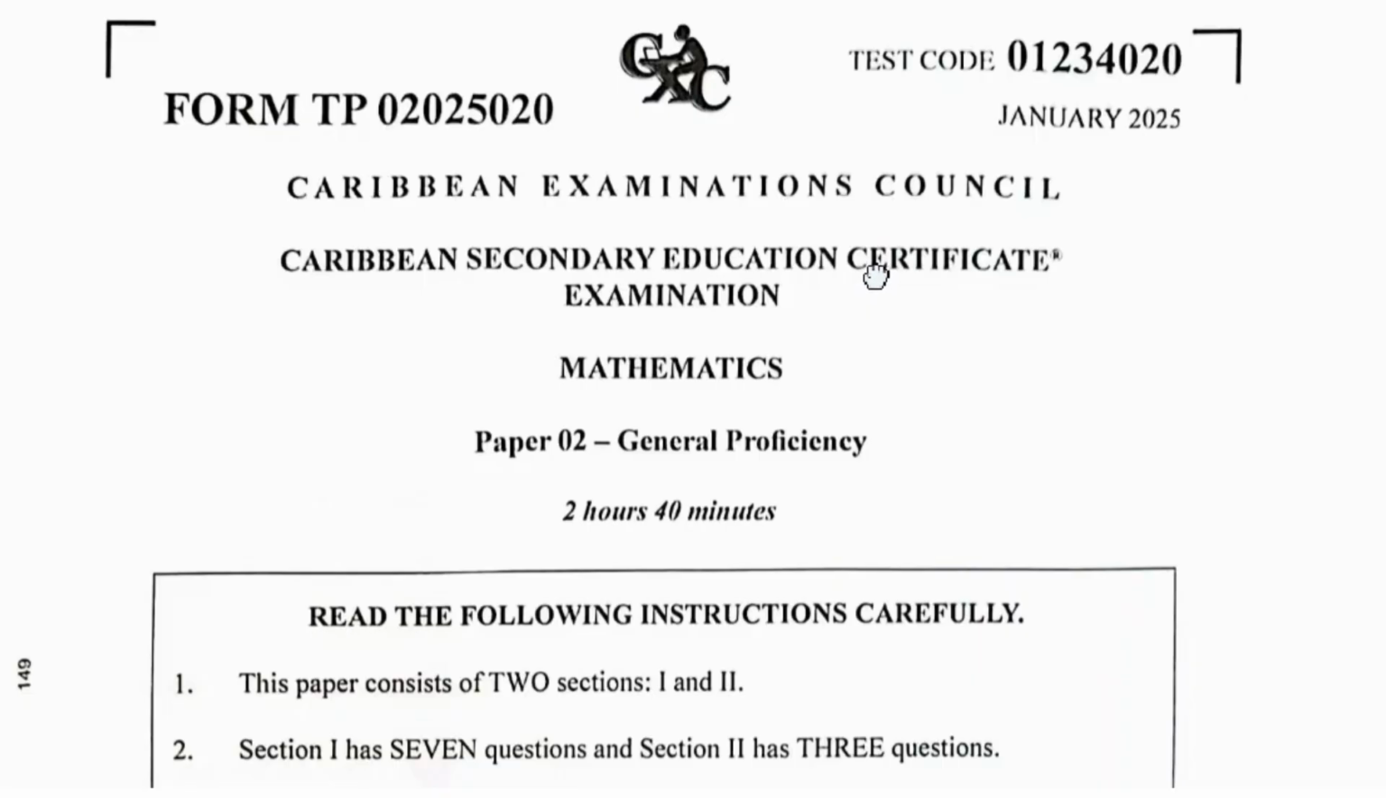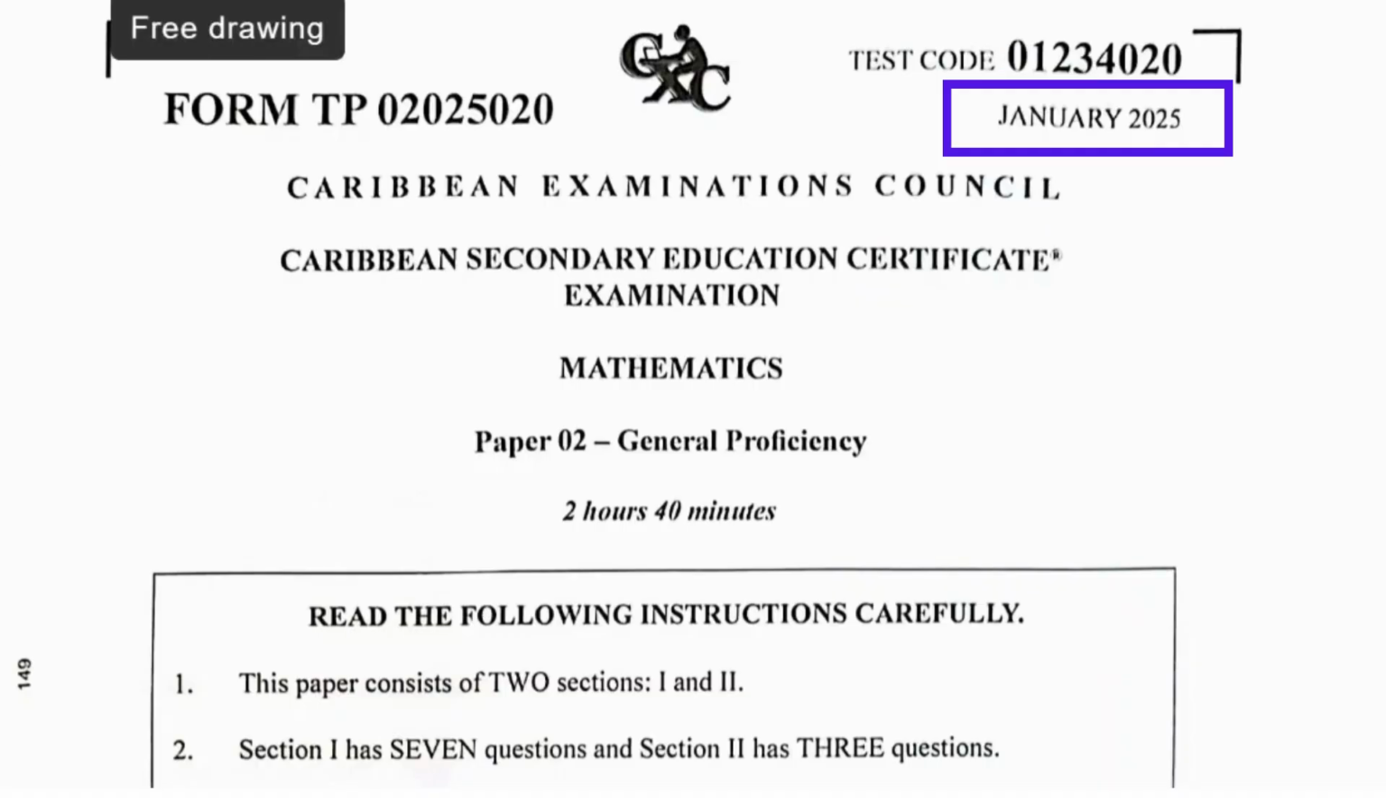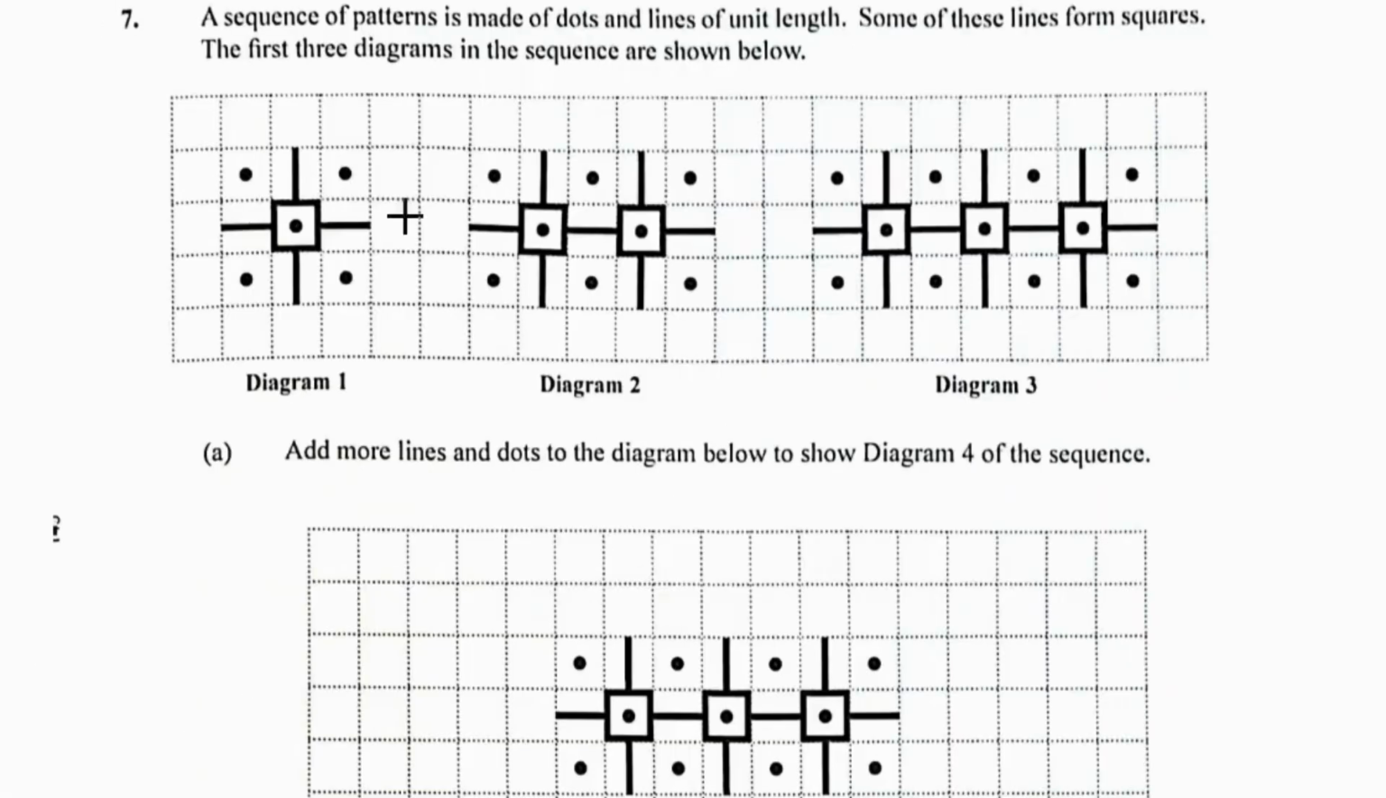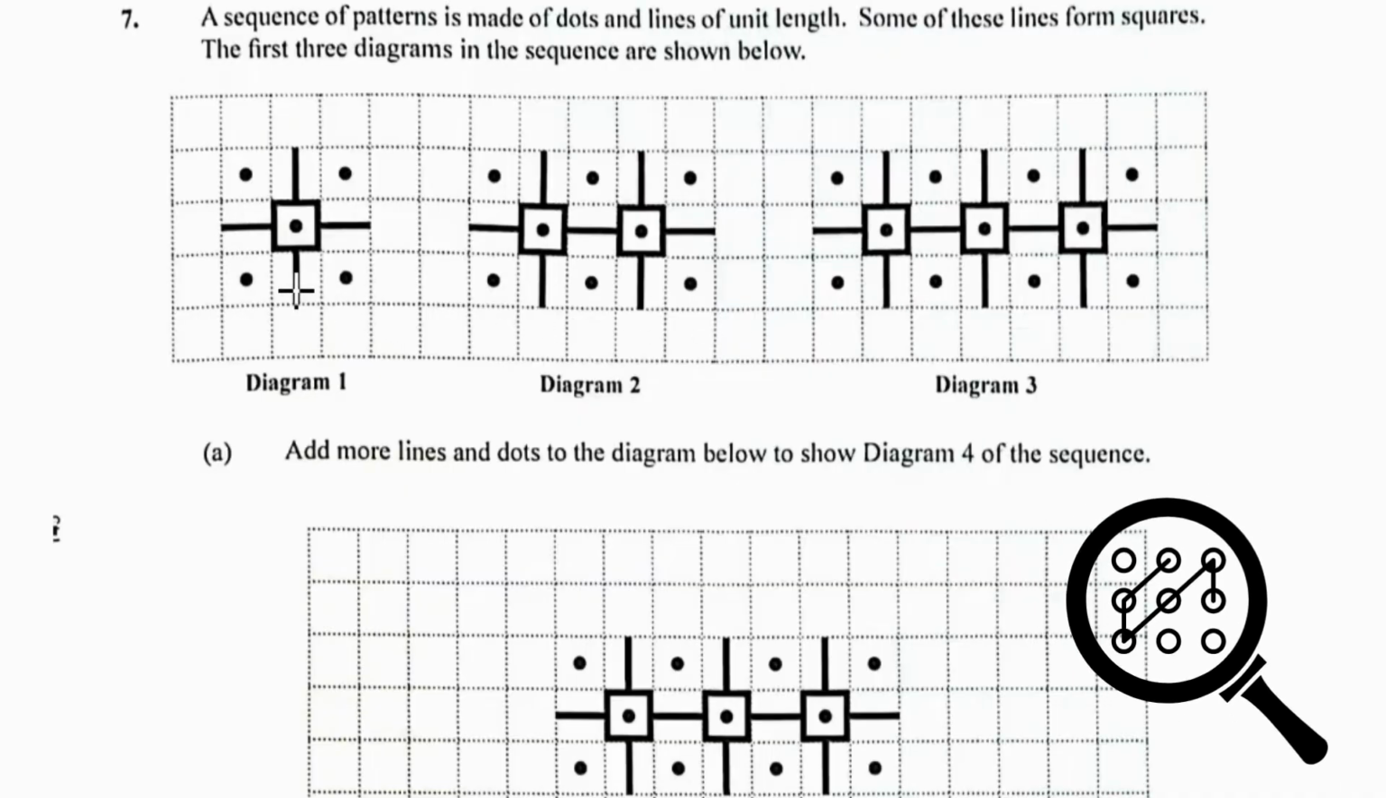This week we are going to be solving a requested question from the latest Paper 2 past paper, which is January 2025. The question we are going to be looking at in this paper is number 7. For part A of this question, you are presented with a series of diagrams, diagram 1 to 3, that are composed of lines and dots in a specific pattern. So let's take a closer look at this pattern.